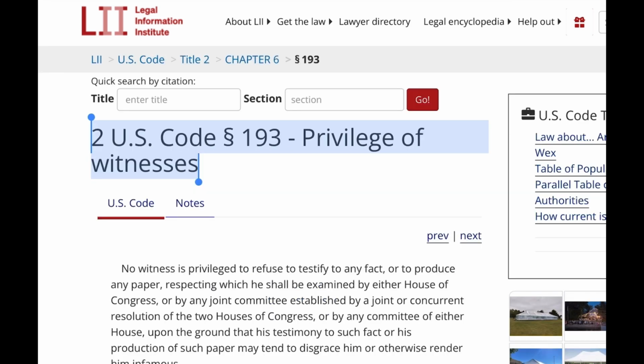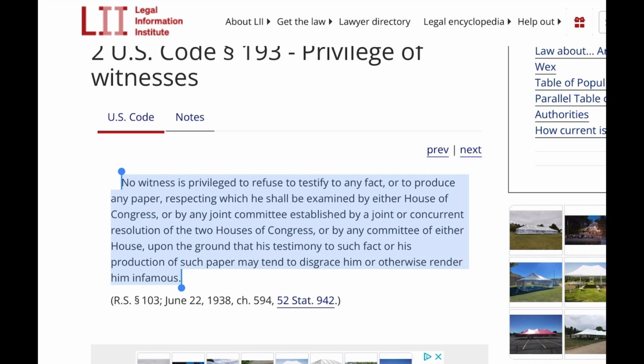2 U.S. Code Paragraph 193. Privilege of witnesses. No witness is privileged to refuse to testify to any fact, or to produce any paper, respecting which he shall be examined by either House of Congress, or by any joint committee established by a joint or concurrent resolution of the 2 houses of Congress, or by any committee of either House, upon the ground that his testimony to such fact or his production of such paper may tend to disgrace him or otherwise render him infamous.